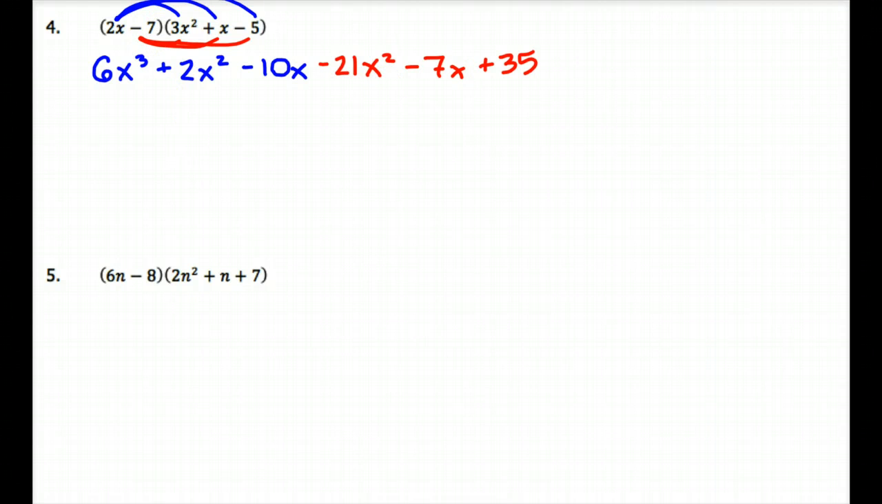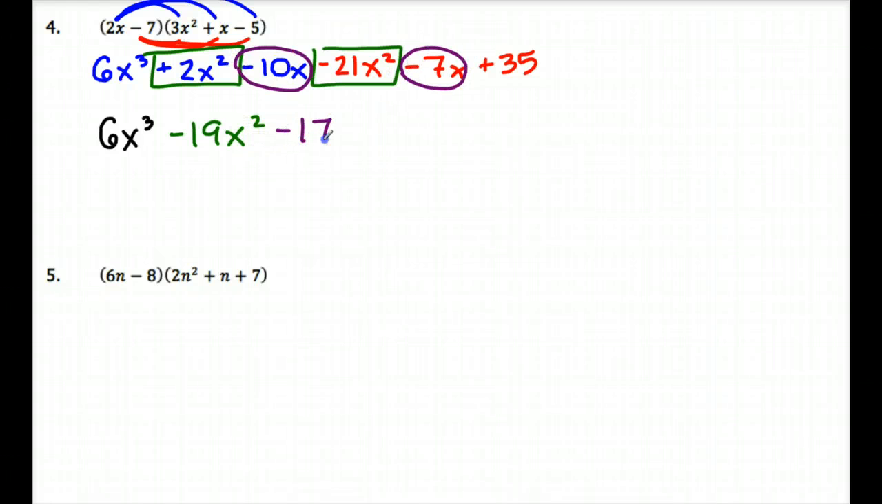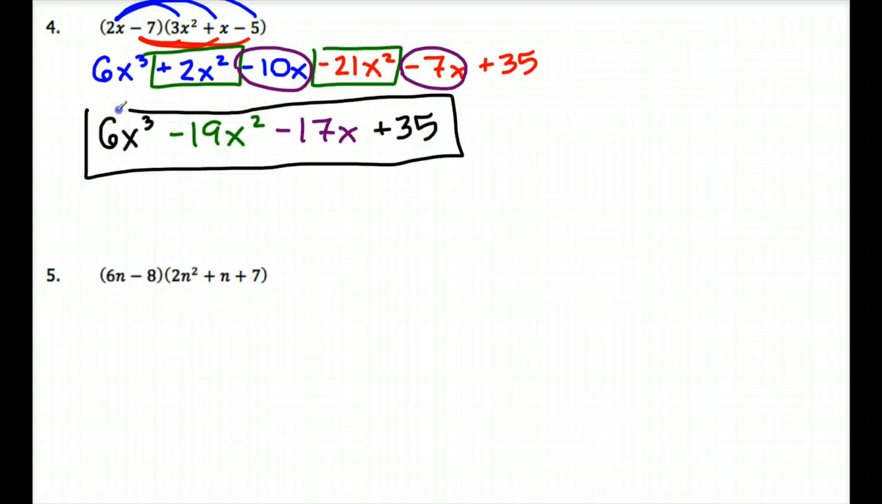So now I'm going to go ahead and identify my like terms. 6x cubed is going to be all by itself, so I'll just bring that down. 2x squared, I can go ahead and combine with my negative 21x squared over here. That's going to give me a negative 19x squared. Negative 10x, I can combine with my negative 7x. That will give me a minus 17x. And then finally, my positive 35, I can just bring that one down. And so my answer becomes 6x cubed minus 19x squared minus 17x plus 35.